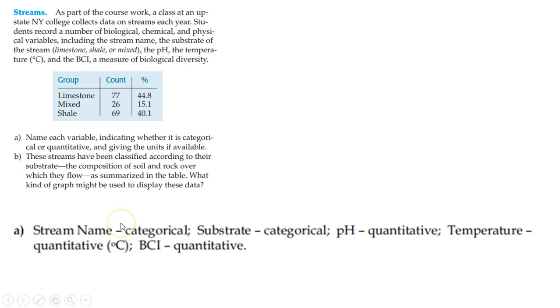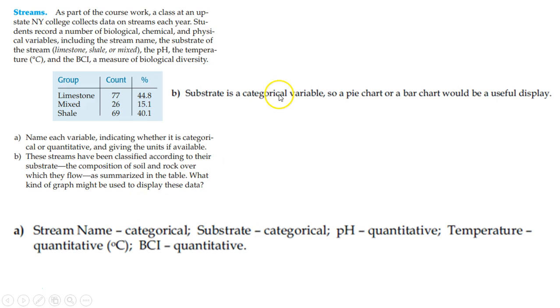So we took each one and we labeled it. And then it says substrate is a categorical variable. So with categorical variables, we're talking about categories. Pie charts or bar charts are more useful when you're talking about categories of items. All right. So when we're doing these, you'd probably want to set up some kind of pie chart or bar chart whenever you're looking at categorical data.